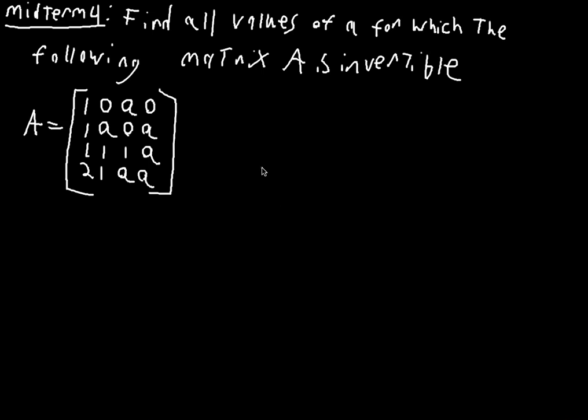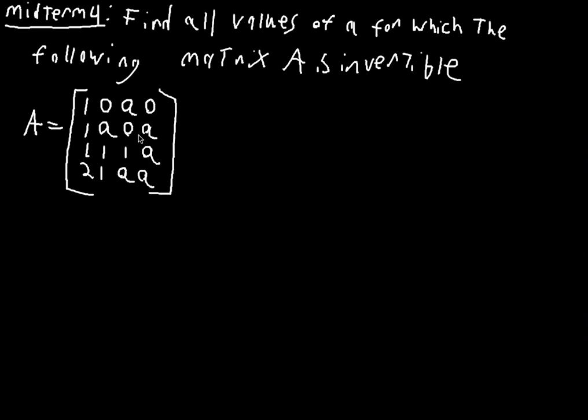Hello, question 4 for the midterm asks us to find all values of A for which this matrix here is invertible. Now, if our matrix just had regular old numbers inside of it and we wanted to calculate whether or not it was invertible, the easiest way to do that, ordinarily, is to just row reduce it and check that its rank is full, or equal to, in this case, 4.